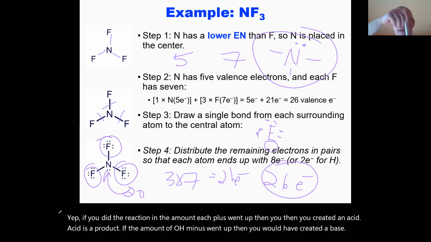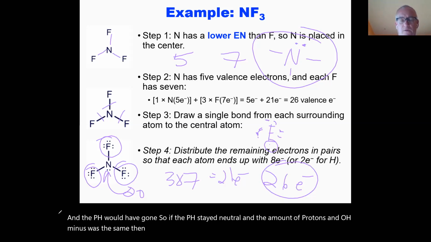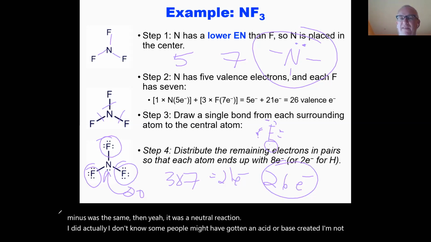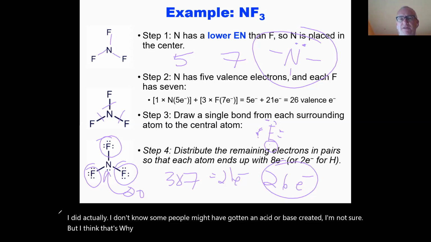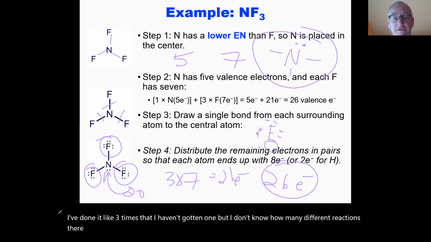and the pH would have gone up actually. So if the pH stayed neutral and the amount of protons and OH minus was the same, then yeah, it was a neutral reaction. So I'm lucky. Yeah, I don't know. Some people might have gotten an acid or base created. I'm not sure. I think that's why the H plus and OH minus concentrations were shown. I've done it like 3 times and I haven't gotten one, but I don't know how many different reactions there are. Any other questions?